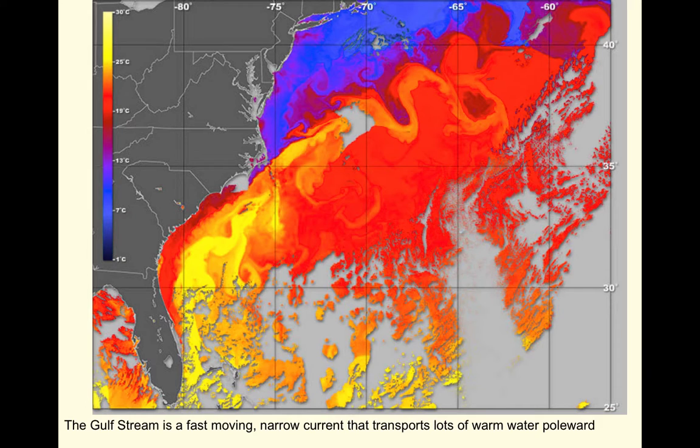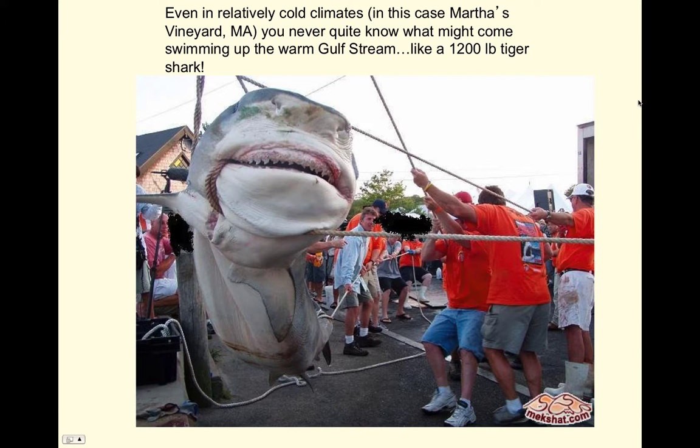Here's the Gulf Stream just showing sea surface temperatures as it goes along the coast of Florida, gets banked off over Cape Hatteras, and wiggles its way out towards the mid-Atlantic. The Gulf Stream is a very, very fast-moving narrow current that transports a whole lot of water poleward, specifically warm water. Here's an example of how anomalous that warm water is offshore. So even in relatively cold climates, in this case Martha's Vineyard, Massachusetts, you never quite know what might come swimming up that warm Gulf Stream.